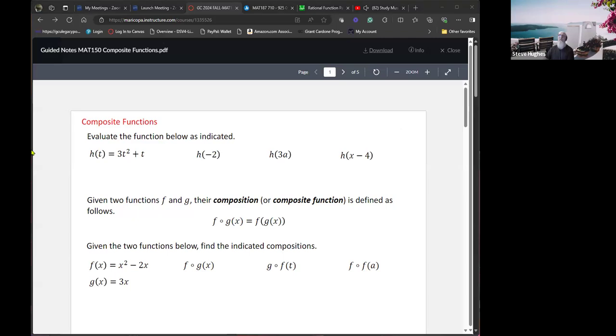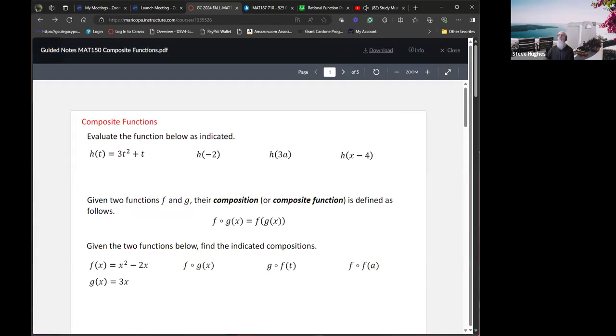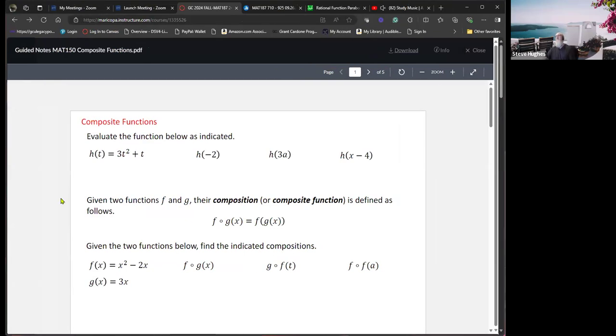Alrighty, so let's spend the next hour together. Let's spend the next hour looking at this worksheet and working on homework questions together, shall we? So, in this guided notes, we're looking at composite functions. Composite functions, everybody, as you can see in the middle of the page here.